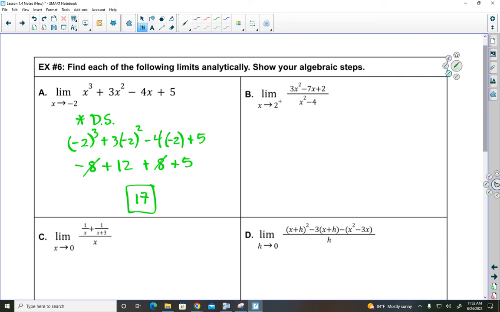Part B, I right away notice 2 things. It's a rational function, so perhaps I can do some factoring and canceling, but I also notice it's a right-hand limit. So, go ahead and try to factor and cancel first.